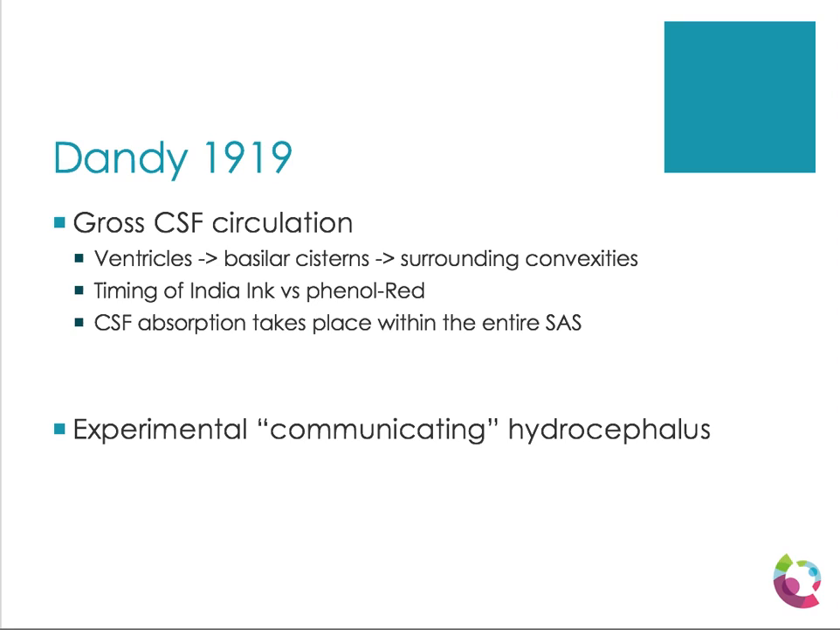Also in this manuscript, he tried to show how CSF flowed. How he did that was he would inject India ink and phenol red into the ventricles, and then sacrifice the animals at different time points and try to see how far the India ink distributed, and then use that as a way of determining how the CSF flowed.